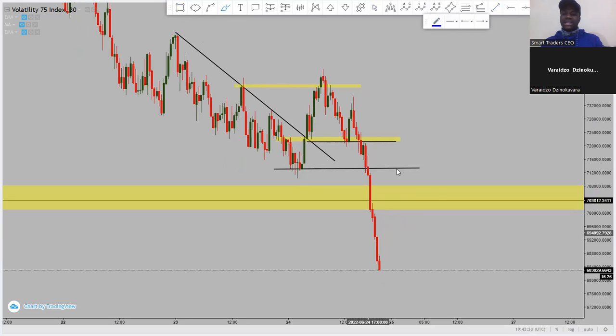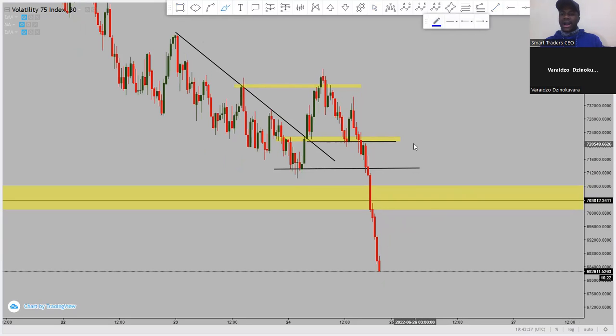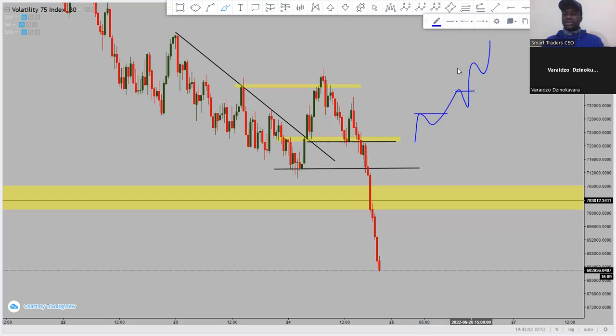Now when the market structure shifts to bullish, you know that all higher highs are going to be broken. So the break of every high, that's where you'll be entering. Break of every high, you can also enter.